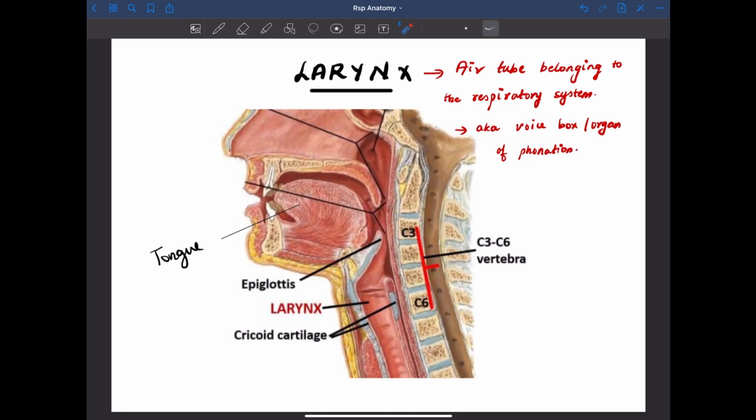We know that. Now, the larynx extends from the C3 vertebra to the C6 vertebra, that is, it starts from the root of the tongue and the upper border of the epiglottis and ends at the cricoid cartilage. I will repeat it. It starts from the root of the tongue and the upper border of the epiglottis and ends at the cricoid cartilage, that is, from C3 to C6.